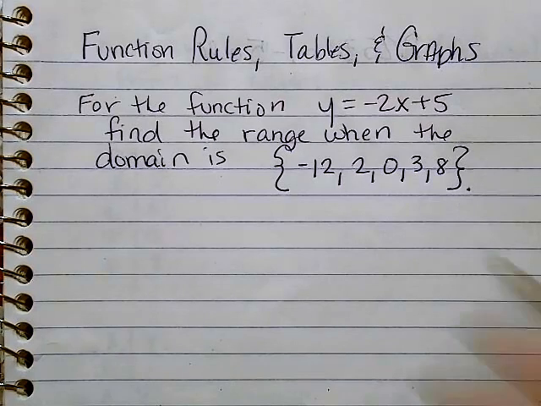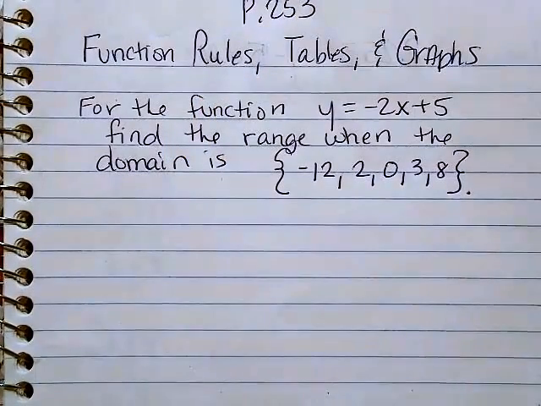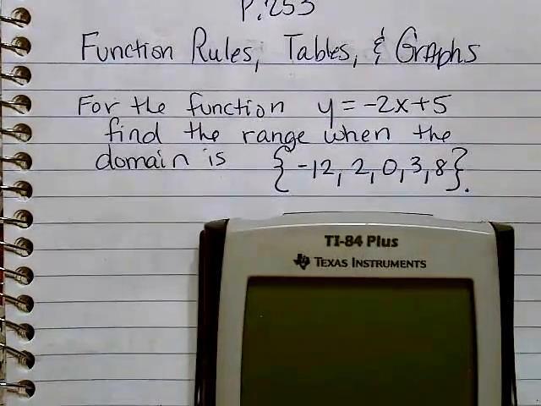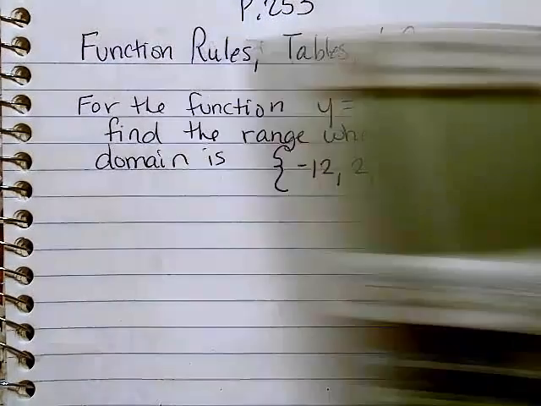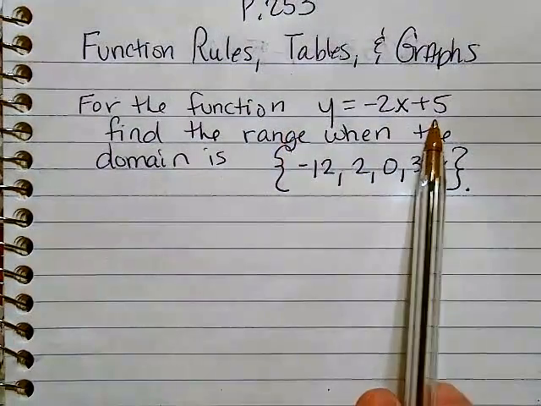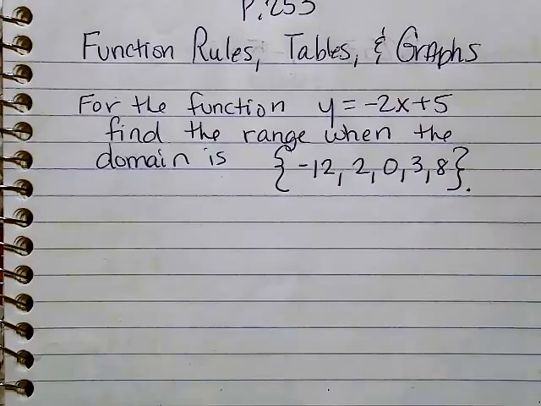Okay, I'm on page 253 of your algebra book, and we're going to look at function rules, tables, and graphs. We're going to need a calculator for this, so be sure that you have a graphing calculator that you've checked out from me. And it says here, for the function y equals negative 2x plus 5, find the range when the domain is given by these numbers.